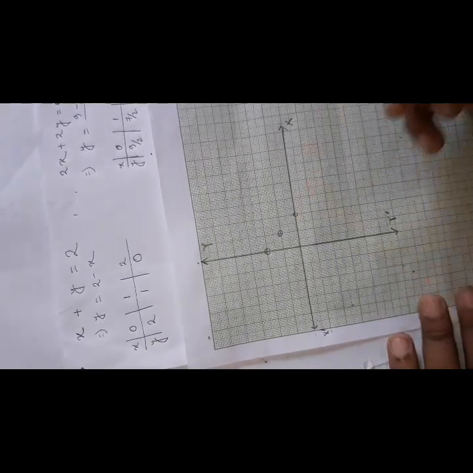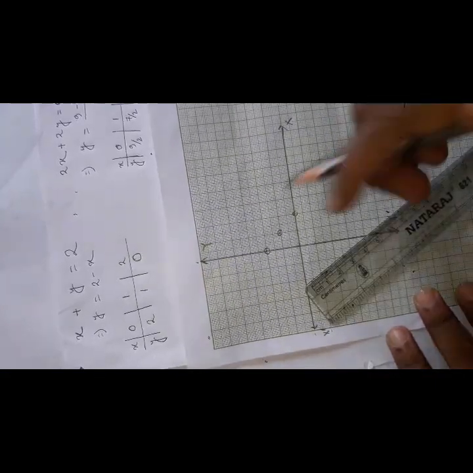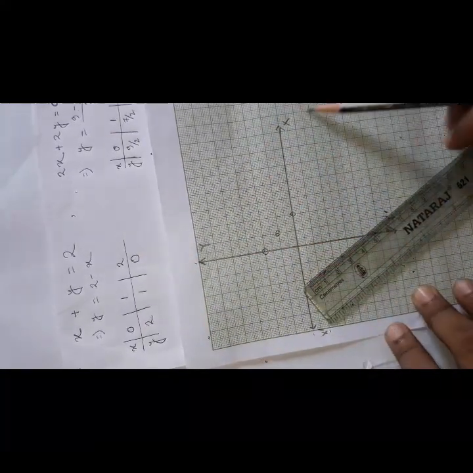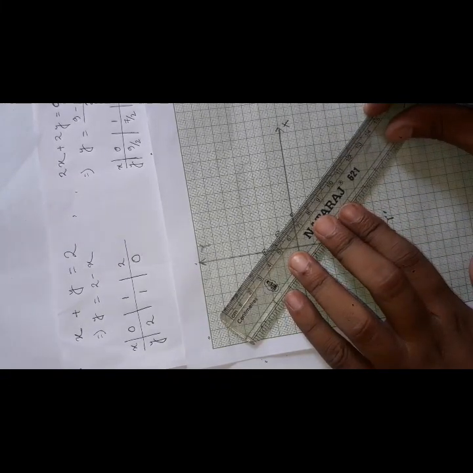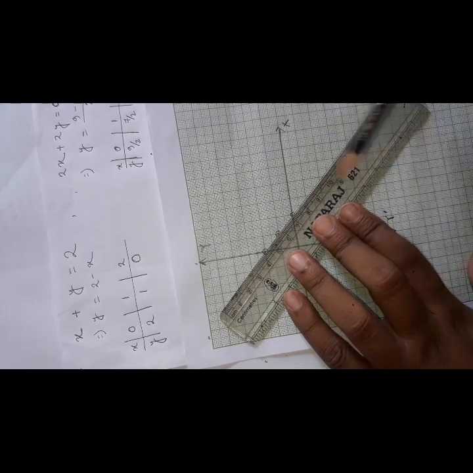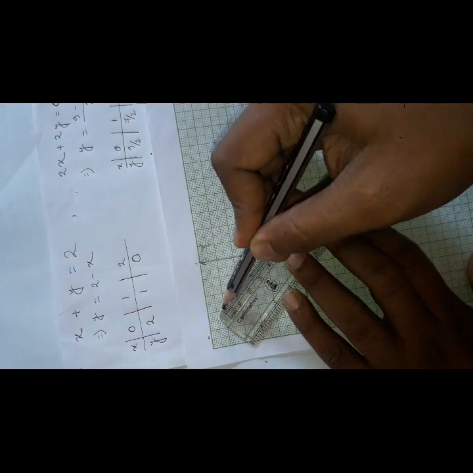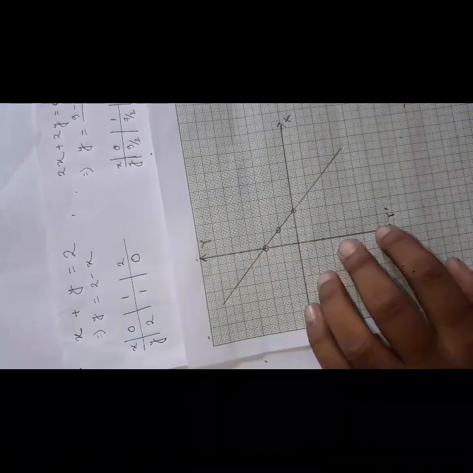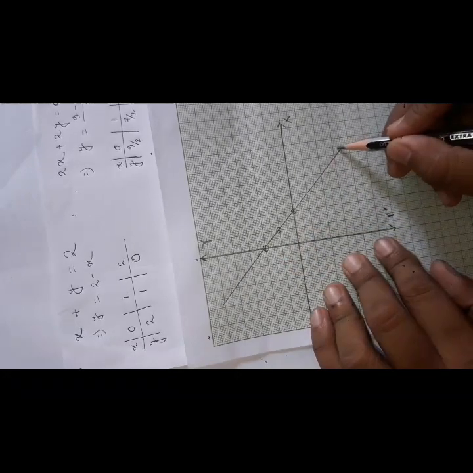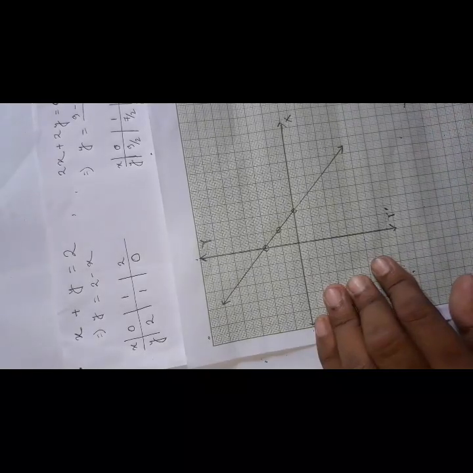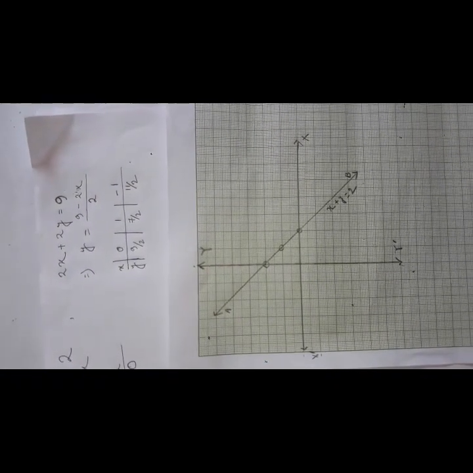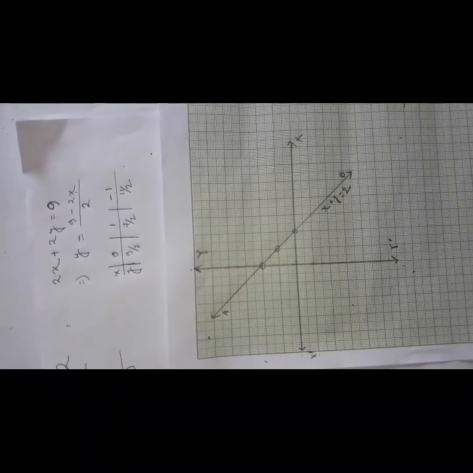Now if all these three calculations are right, then they will lie on the same straight line. If there is any mistake, then you have to understand that it is wrong. Okay, you see, we got a straight line connecting these 3 points. That means this straight line represents x plus y is equal to 2. Now on the same graph we also have to represent another straight line, another equation, that is 2x plus 2y is equal to 9.